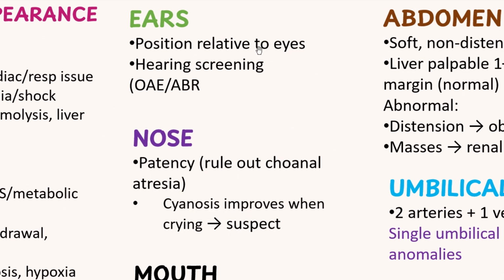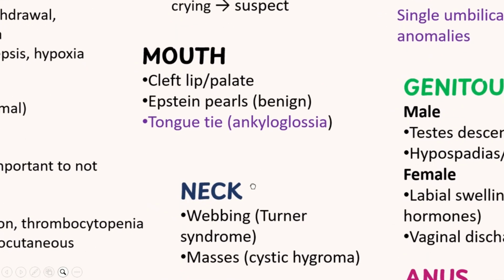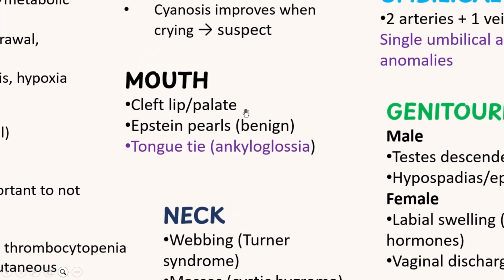The nose, we want to make sure it's patent, because we have choanal atresia, whereby the choanae, the holes in the nose, do not open. When they don't open, this child is always going to have cyanosis. But when they cry and open their mouth, you find that the cyanosis improves. In the mouth, you want to look for cleft lip and cleft palate. Sometimes it's obvious, sometimes it's not obvious.